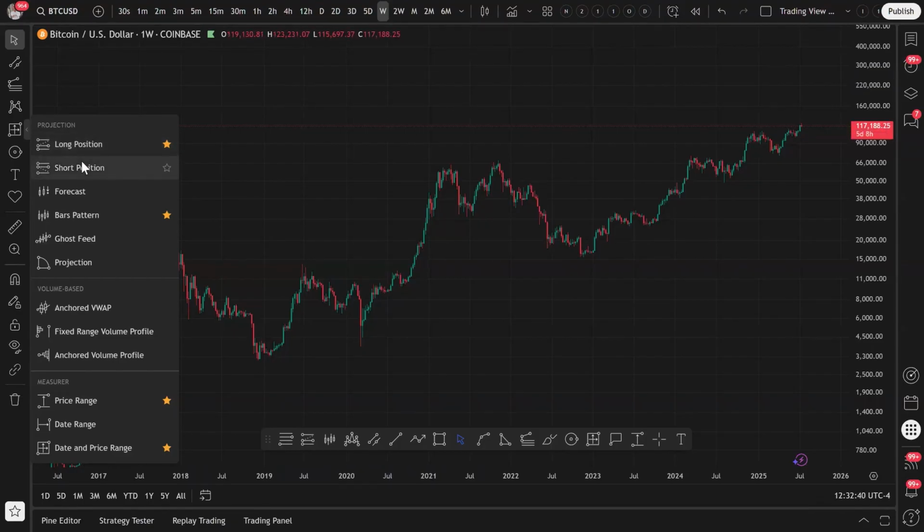So long position, I've favorited, and I'll use that from time to time. We don't do a lot with shorting. And then forecast, I'm not sure what that is. Bars pattern I use from time to time. The rest of these, I don't use at all.